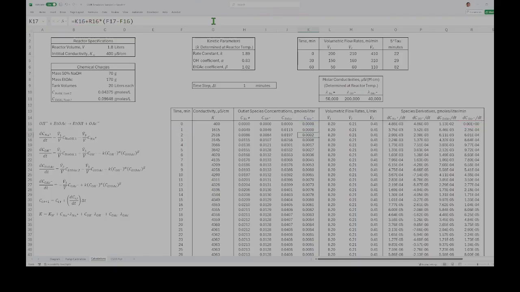So now I can calculate my K using the values of the specific molar conductivities and the concentrations of each species at that time. And I copy down my formulas so that I can come up with how the change in concentration in the CSTR will be as a function of the time in the reactor. Let's take a look at it in a plot.